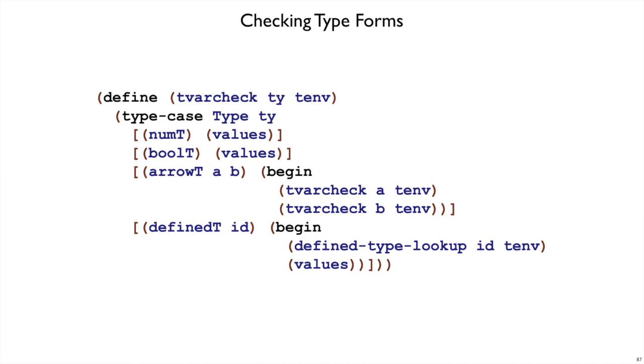We do have an extra helper function, tvarCheck. That's the one that makes sure that a type is well formed with respect to a given environment. Numt's and boolt's, they're always fine, so we succeed with no values. An arrow t is fine as long as the argument and result types are fine. And defined t, that's the interesting one. This defined t identifier, like fruit, makes sense if we can find a declaration for that type in the type environment.